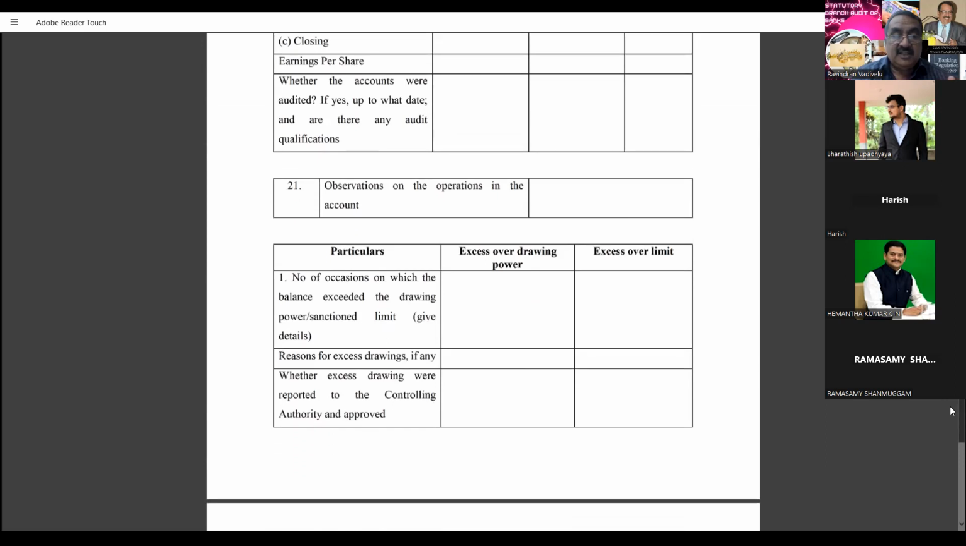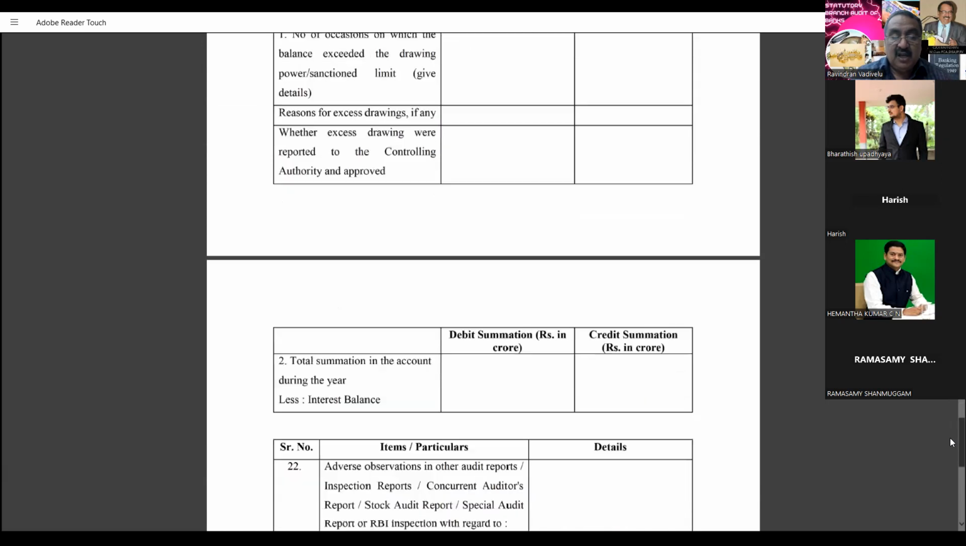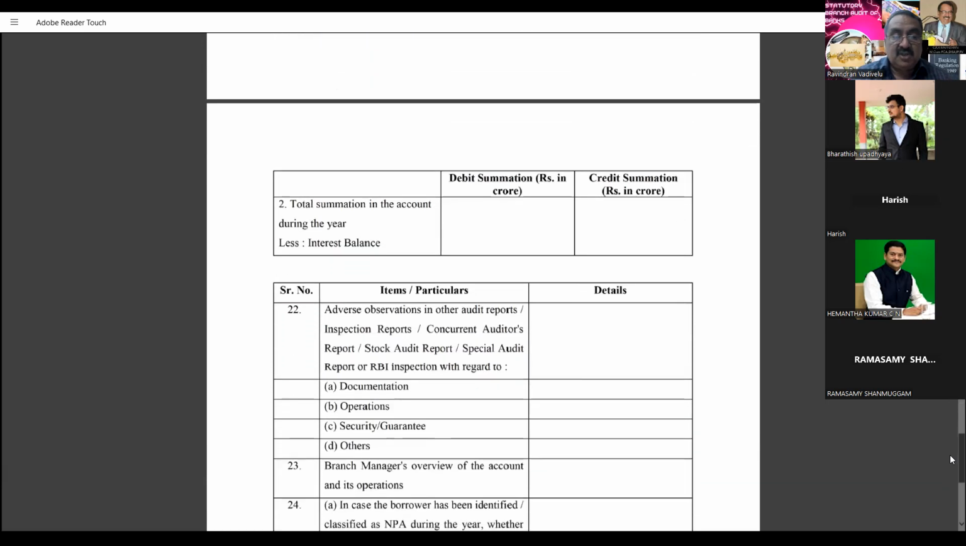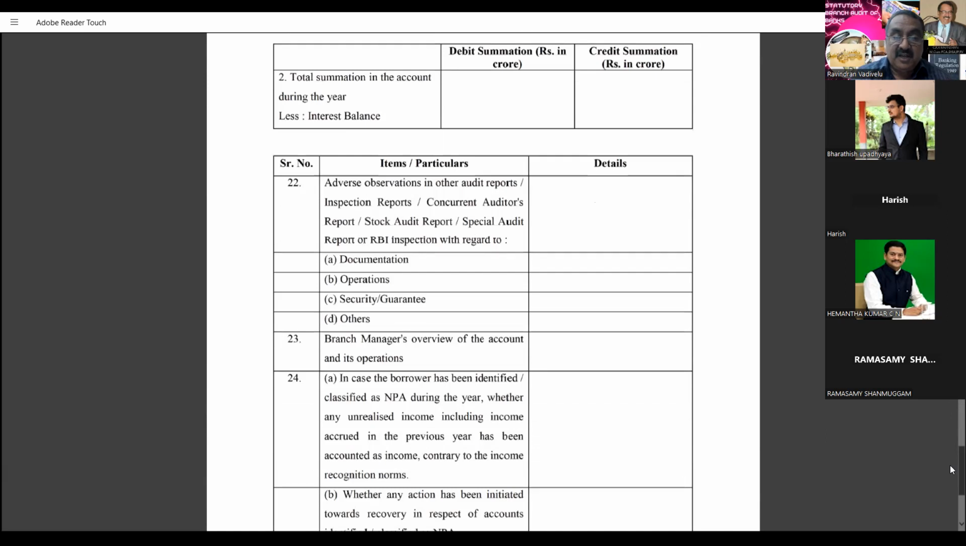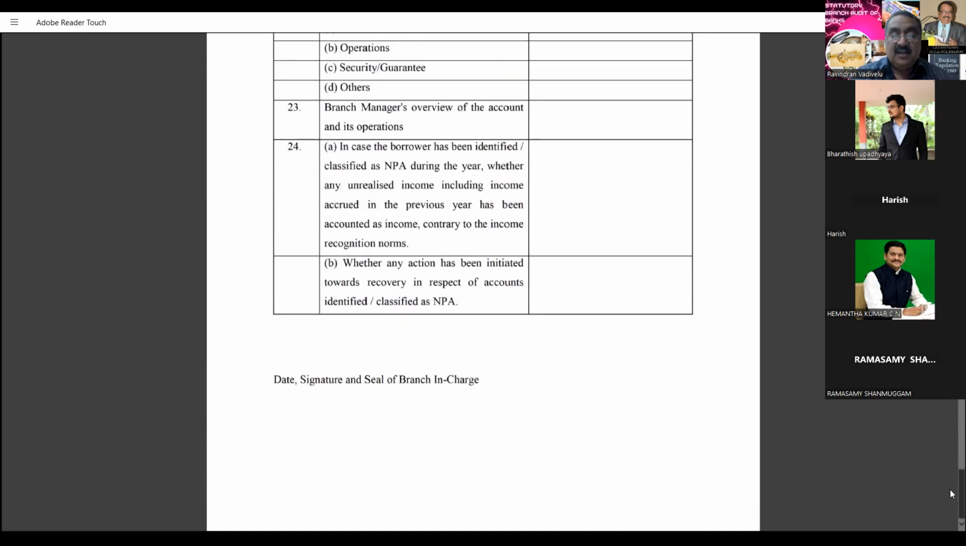And what is the number of occasions on which the balance has exceeded the DP? That also they have to give. Reasons for excess drawings, that also the manager has to give. Whether the excess drawings were reported to the controlling authorities, that also the manager has to give. And what is the debit summation, credit summation, and any adverse comments in the concurrent audit inspection report, with reference to documentation, operation, security, guarantee, everything that you have to see here.